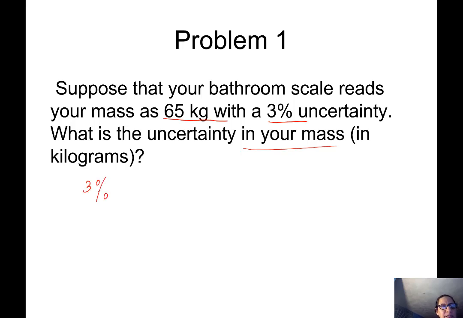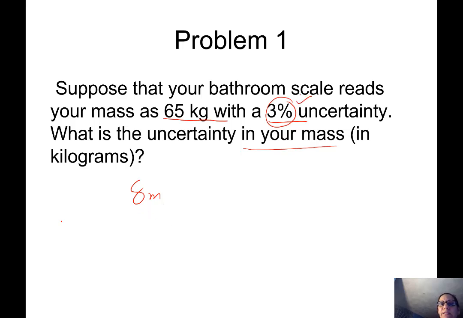So 3% uncertainty, and let delta m be the uncertainty, and the actual value is 65. Actual mass is 65 kgs. We have been given a percent, the percentage uncertainty, and you want to find the uncertainty. In order to do that, there is a simple method. This is called delta m, the uncertainty.